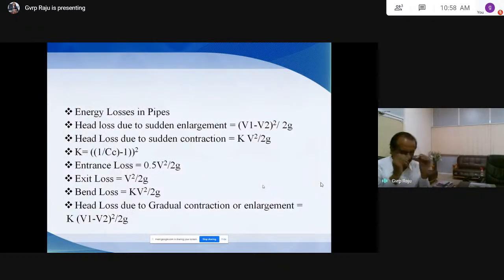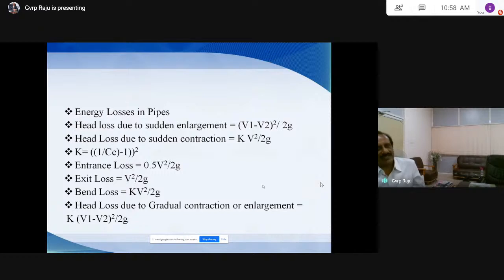So then when the length of the pipe is more than 1000 times the diameter of the pipe, the friction loss is a major loss. Friction loss is dominating, and you can take only friction loss. Friction loss as per Darcy-Weisbach equation, hf is equal to fLV square by 2gD, that you can use as a major loss when the length of the pipe is more than 1000 times the diameter of the pipe.